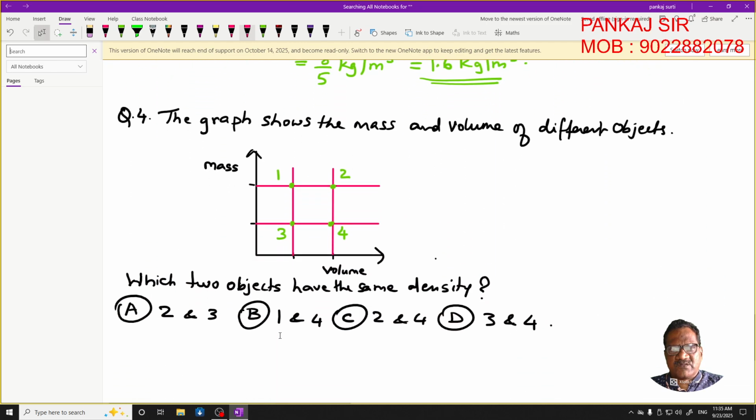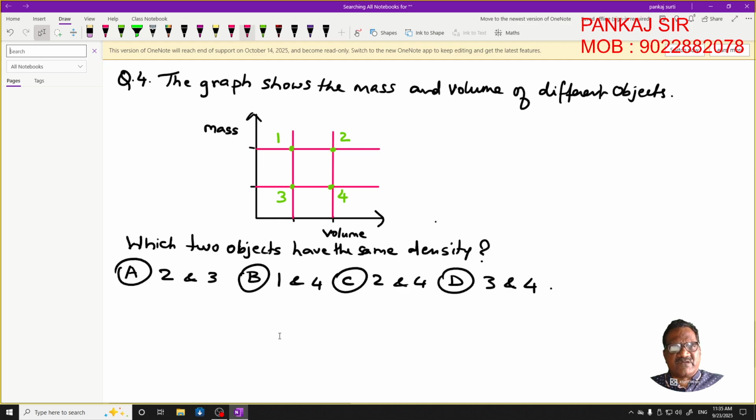Let us move on to question number 4. Question number 4 says that the graph shows the mass and the volume of different objects. On the x-axis, he has shown the volume. On the y-axis, he has shown the mass. The 4 objects are placed over here: 1, 2, 3, 4. You will have to see, the question asked is which 2 objects have the same density.